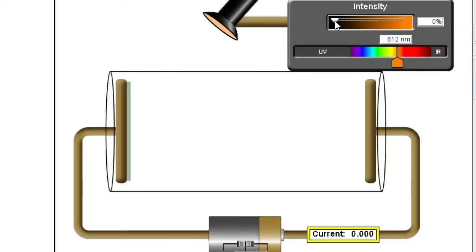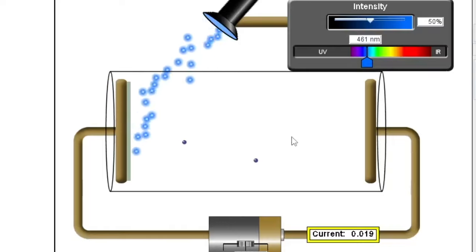So let us have some intensity. I am keeping the intensity at 50%. Now can you see, there are no photoelectrons coming out. Why are they not coming out? Because the frequency is not sufficient. At present we have a wavelength of 612 nanometers. So if we decrease the wavelength and increase the frequency, there will be a particular wavelength at which the electrons are coming out.